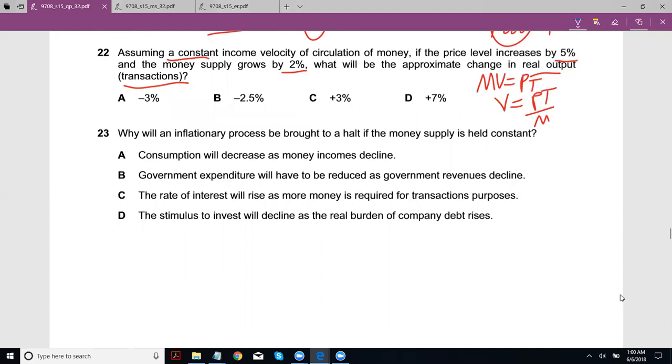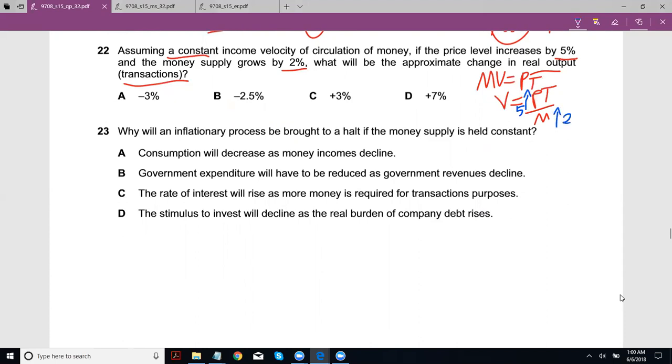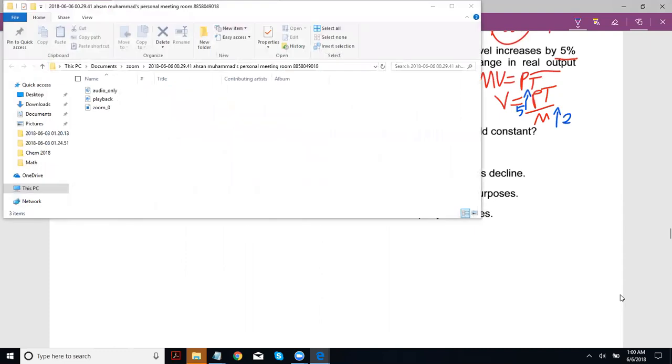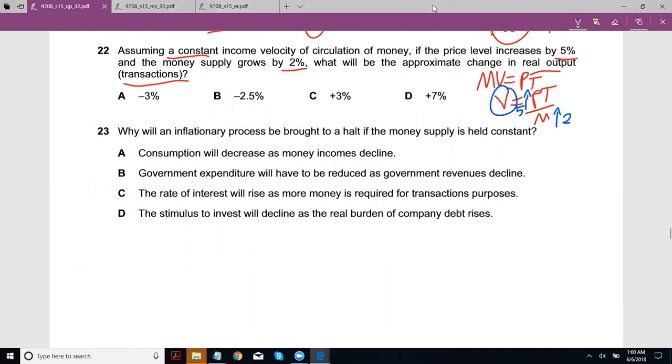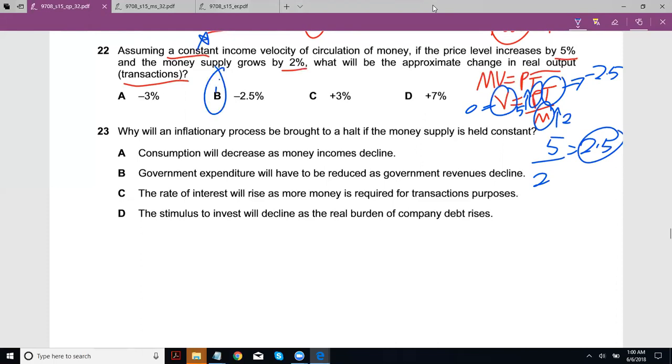Now, what we do know is that price level has gone up by 5%, that money supply has gone up by 2%, and we want a change in transactions such that the overall change is zero. It's 0% because, again, V is the same. So if 5 upon 2 is somewhat like 2.5, a positive 2.5, if I just look at price and money supply, then transactions has to be something like minus 2.5 to balance that out, such that the overall change for income velocity is zero, because as stated in the question, that is constant. So we can go with B.